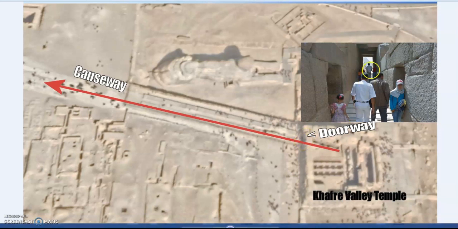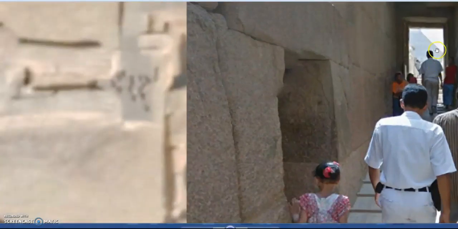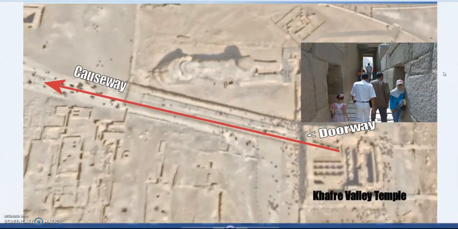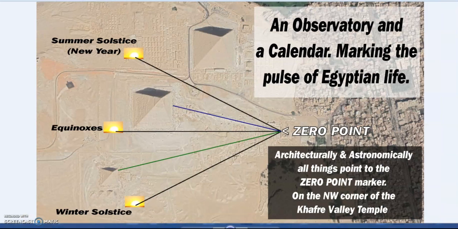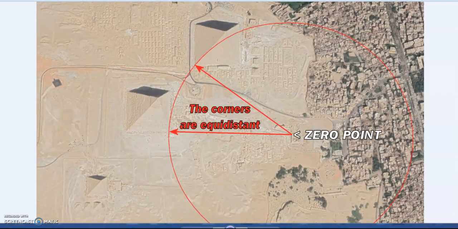But from that position, where this man is standing, probably doesn't realize it, and that lady, they're actually at the center of the Giza complex, both in survey and probably symbolically as well. But what we have is an observatory and a calendar, and it's marking the pulse of Egyptian life. Architecturally and astronomically, all things point to this 0 marker on the northwest corner of the Khafre Valley Temple. Now might be coincidence, but okay, let's go further.